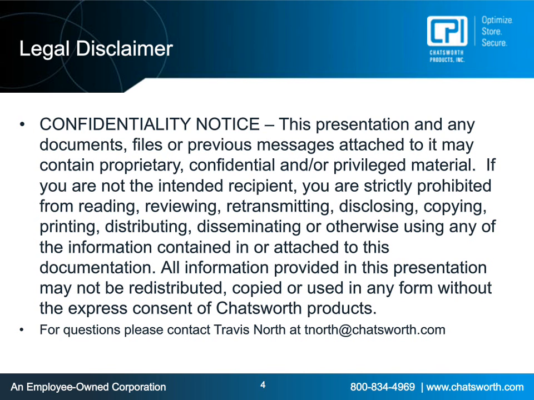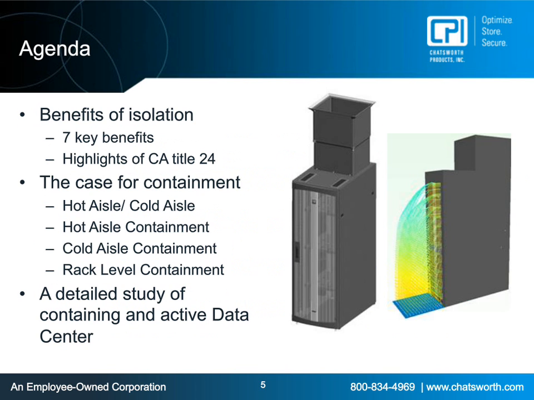So here's our agenda today. We've identified 7 key benefits of isolating your air. I'm going to run over real quick the highlights of California Title 24, what that is and why we care about that. And I'm going to give you the case for containment: hot aisle, cold aisle, hot aisle containment, cold aisle containment, or rack level containment. And then Graybar and CPI went into a customer and helped the customer out, and we're going to show you the details of that study.